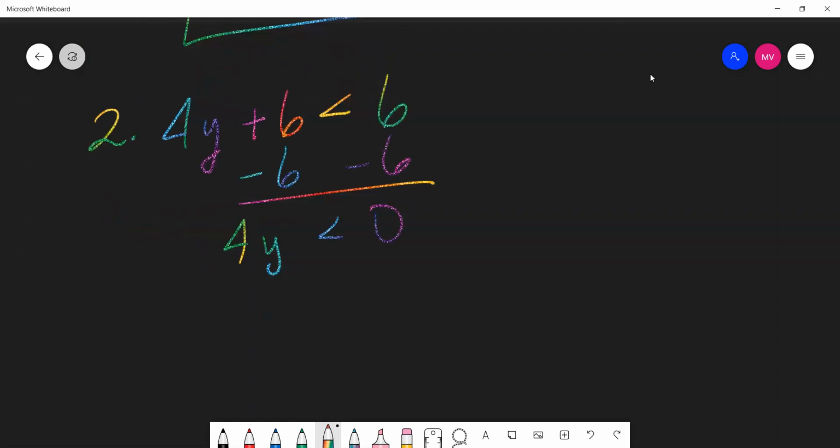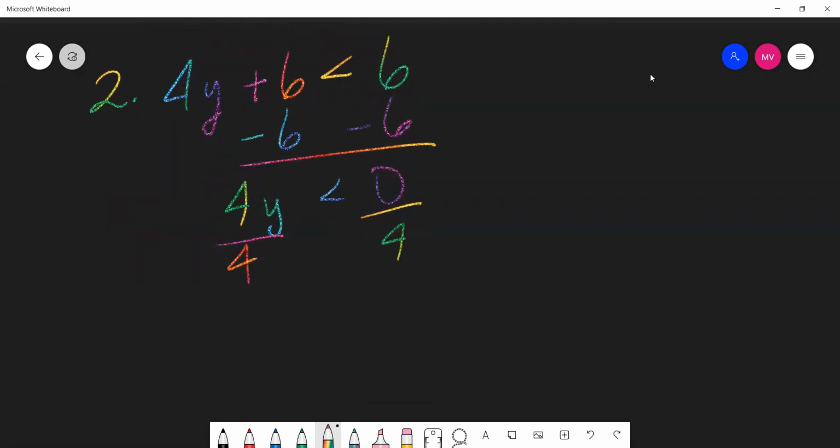So what do we do to isolate our variable? We divide both sides by 4. So we divide 0 by 4. What's 0 divided by any number? Yeah. Does our inequality stay the same? I kept it the same. Is that right? Right, because we did not divide by a negative number.